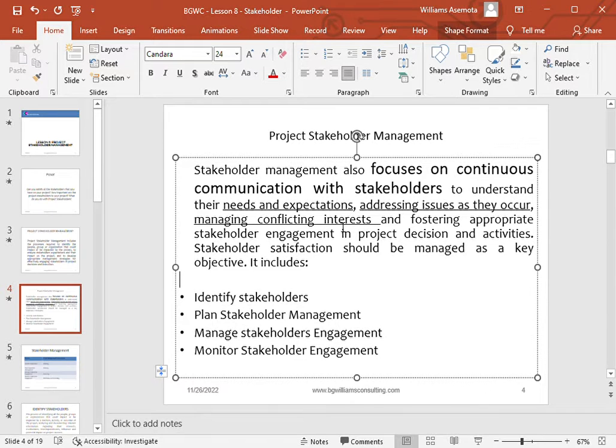So as the project manager, the reason why you are engaging or having a continuous discussion with your stakeholder is so that you can understand their needs and expectations.